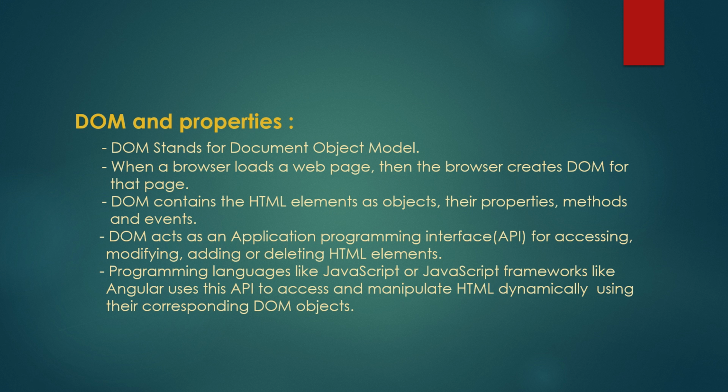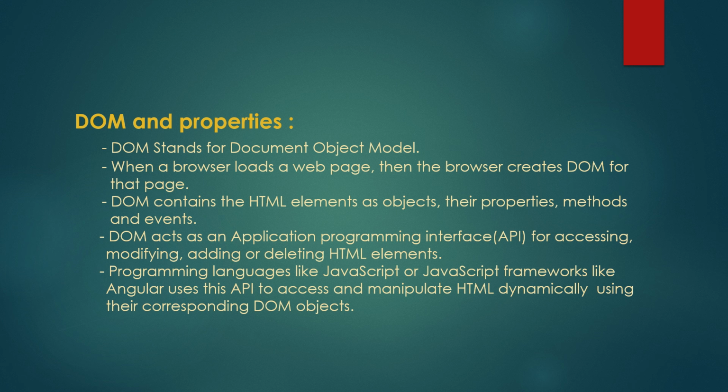Then what is DOM and its properties? When a specific HTML file is loaded, the browser internally creates the DOM. DOM stands for Document Object Model. Each HTML element has a corresponding object in this DOM. These objects are represented in a tree structure, where each object contains some properties, methods, and events.